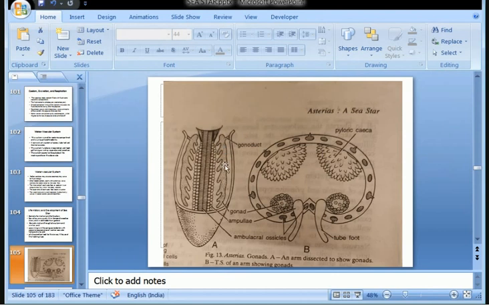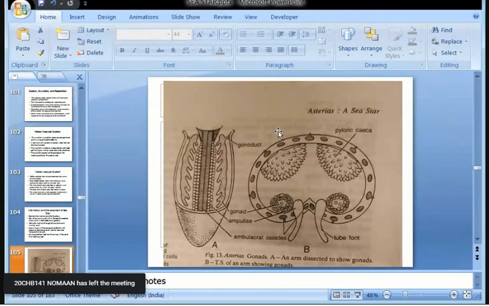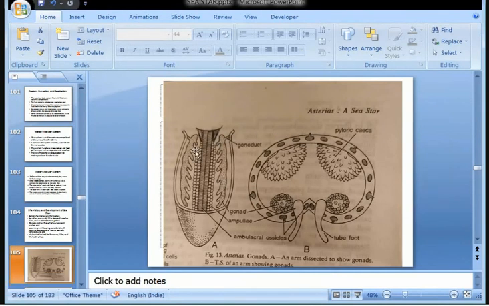And here you see that through this gonoduct, they are released to the outside. That is, the gametes are released to the environment. Here, in this case, the aquatic environment, in the seawater, these gametes are released. Male gametes are released, and the ova are released. So this is the arrangement.